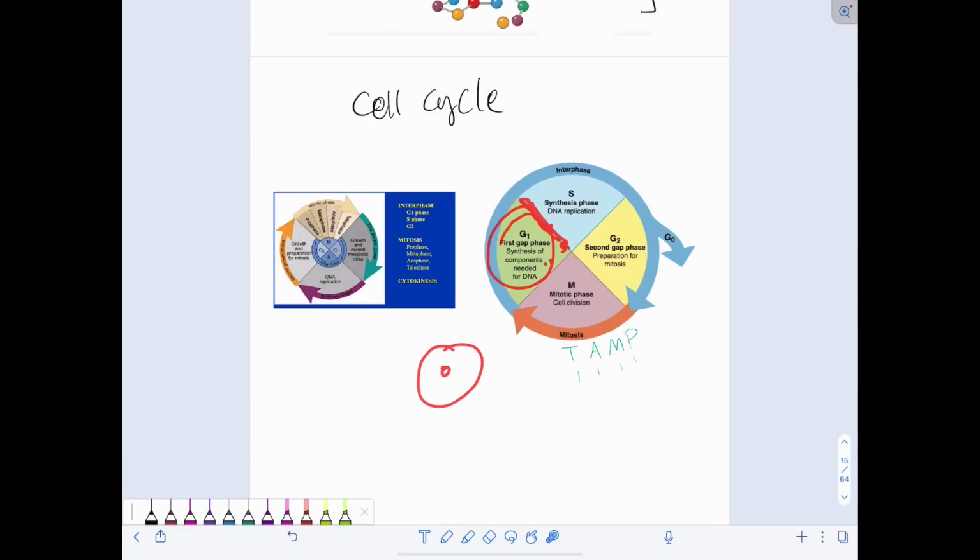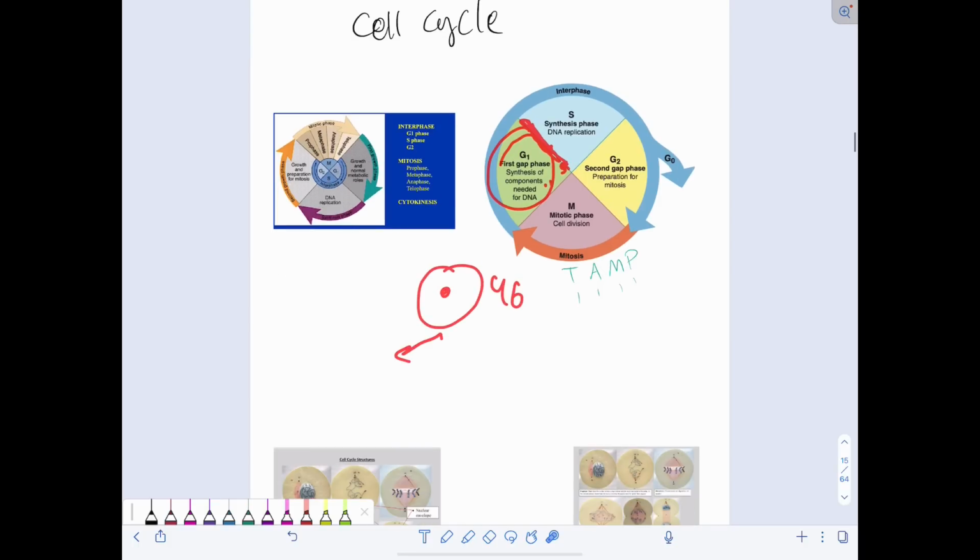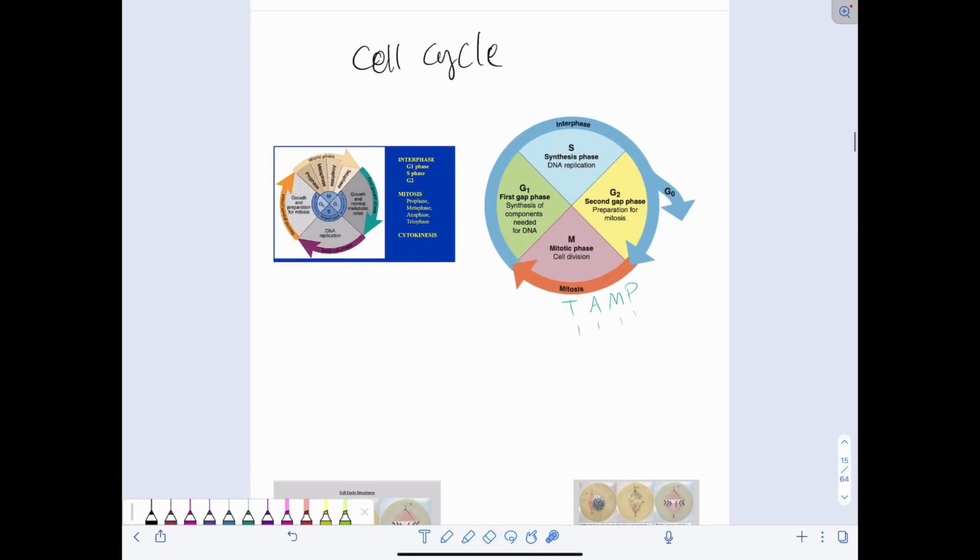Remember, because if she has 46 chromosomes, there's no way she can pass down 46 to this one and 46 to this one. So the first thing she needs to do is replicate all her DNA, right? And this actually happens in the S phase, for synthesis, right? So the synthesis phase basically replicates the DNA.